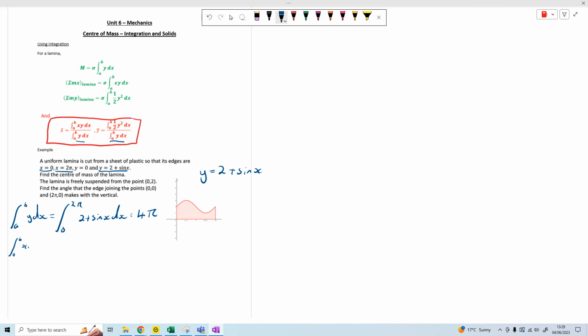So I need to do xy. Same limits, between 0 and 2 pi, and I'm going to have x times my y function. Again, just plug it into my calculator. I'm going to get 4 pi squared minus 2 pi. And then the final one we need to do is integrate between a and b of a half y squared.